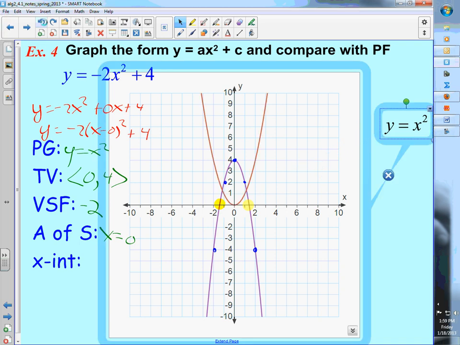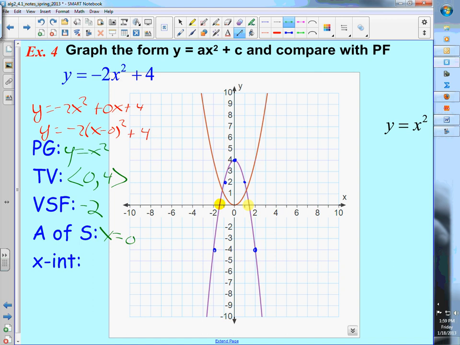The parent graph was raised up 4 units, flipped over, and stretched by a factor of 2. But it's the same exact shape as that parent graph. Your x-intercepts, we aren't going to be able to find right now. And your axis of symmetry is still going to be x equals 0, the x coordinate of your vertex. Everybody with me so far?